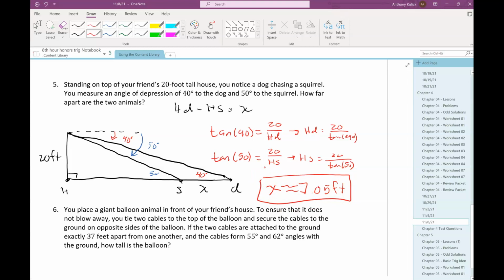What's up? What's the green and black? Well, I'm just saying that this distance minus this distance is going to give us this distance. So just like a geometry thing. Okay, so H. Oh, okay. So I'm just naming them like segments. Okay. And then why'd you use tangent? Because relative to the 50 and 40 degrees, I know opposite and I'm interested in adjacent. And tangent is opposite over adjacent.